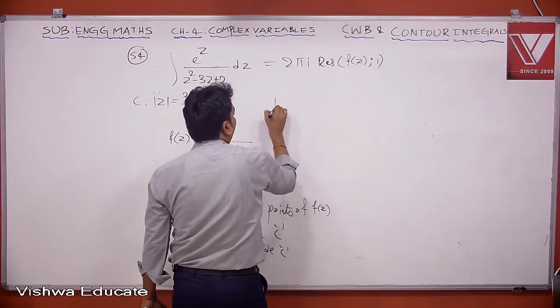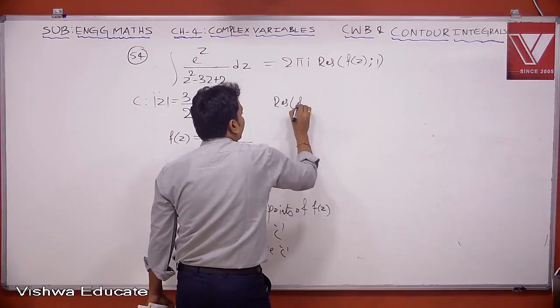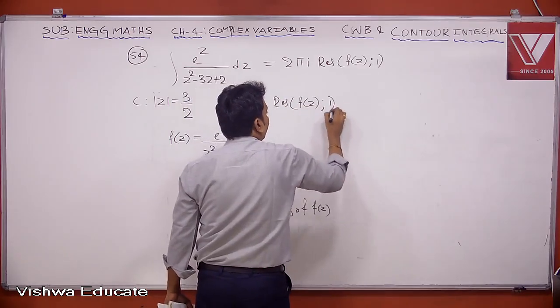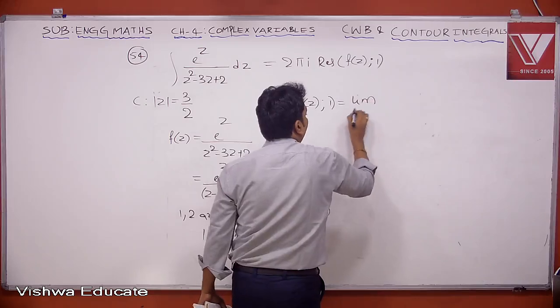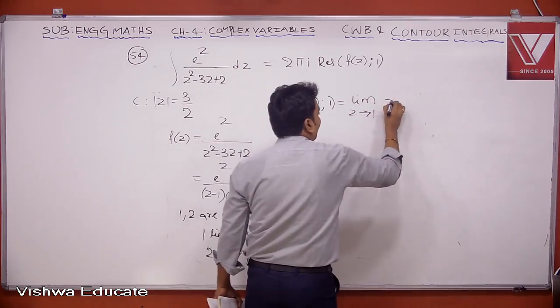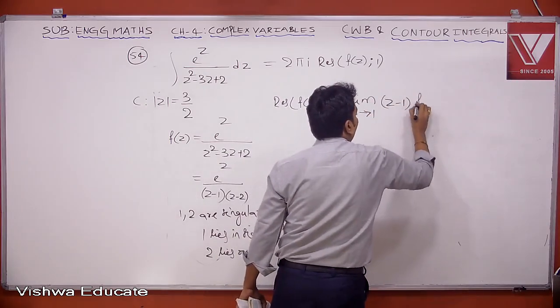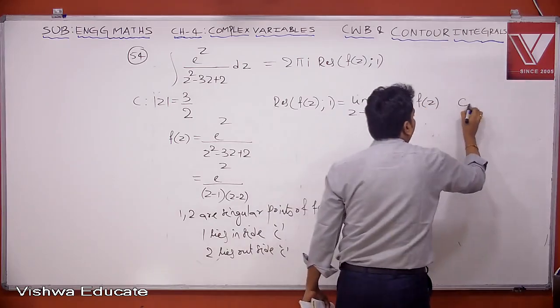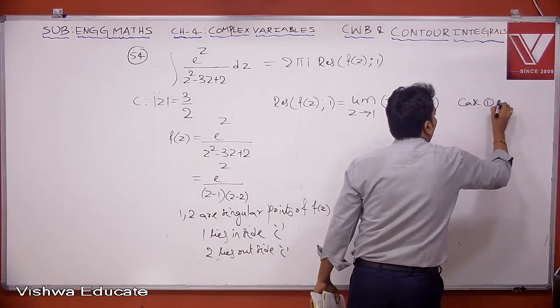Now let us calculate the residue at 1. The residue of f of z at 1, a simple pole, will be the limit as z tends to 1 of (z minus 1) into f of z. I have applied case 1 of residue.